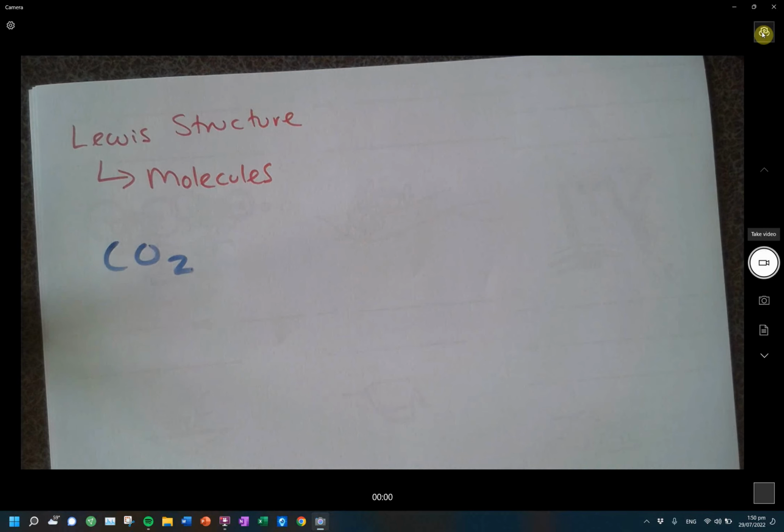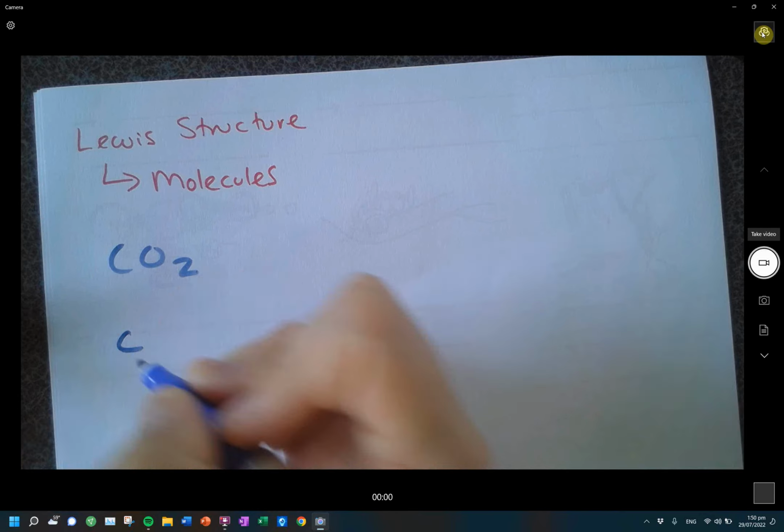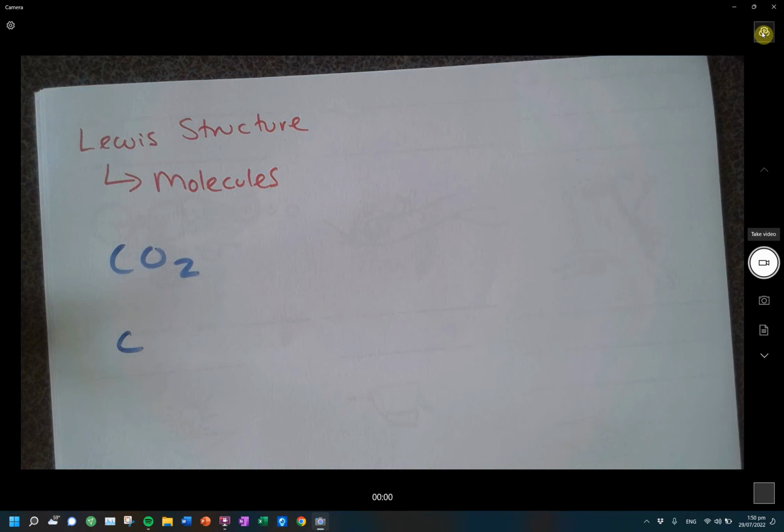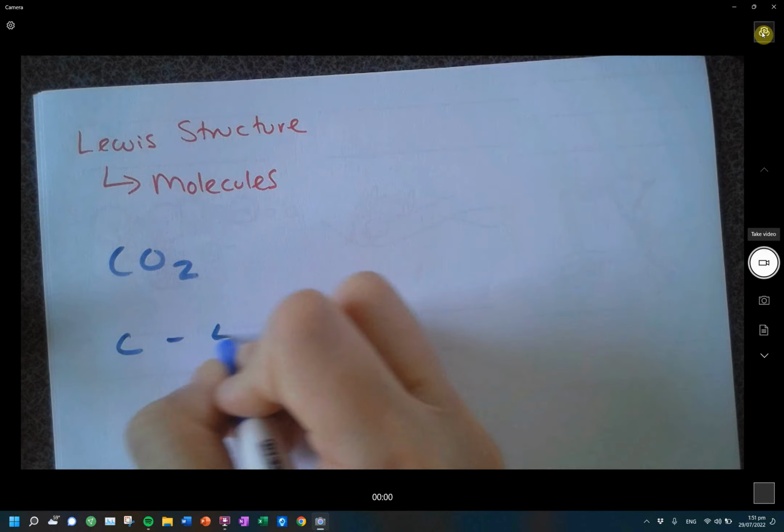My first step when I try to figure out my Lewis structures is I need to figure out how many electrons I'm working with. So we use the periodic table to figure that out. Remember that with Lewis structures, we're only concerned about the valence electrons. So we're going to be looking at those columns to figure out what group they are in. If I look at carbon on the periodic table, it is in group 14. So that tells me it has 4 valence electrons that I'm working with.